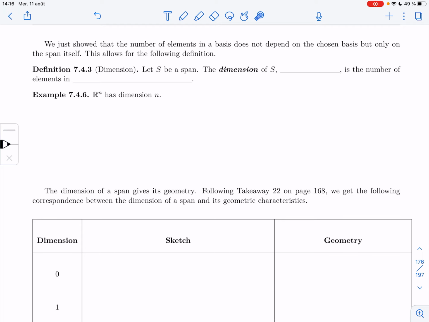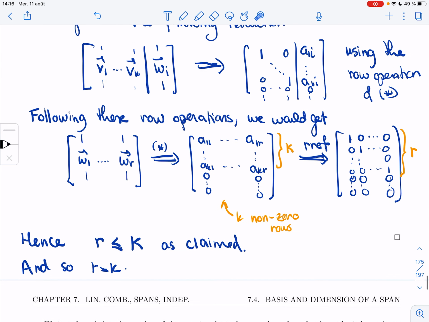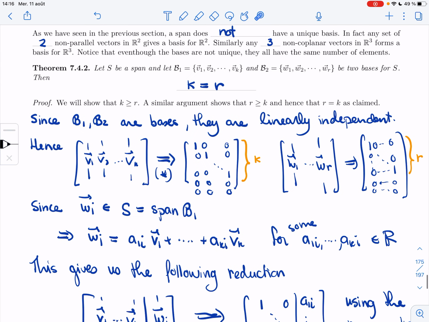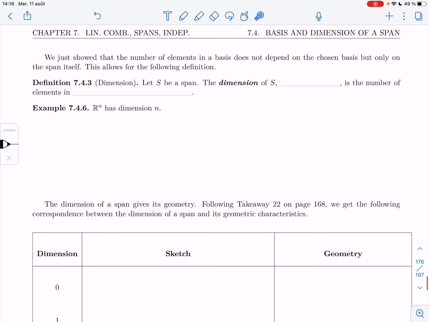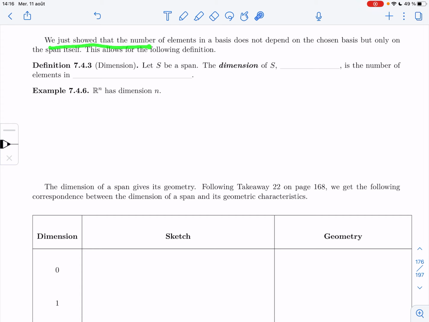All right, now let's use what we've learned. We've worked hard in the last video to show that if you have two different bases for the same span, then they have the same number of elements. So we just showed that the number of elements in a basis doesn't depend on the chosen basis, but only on the span itself. This allows for the following definition.